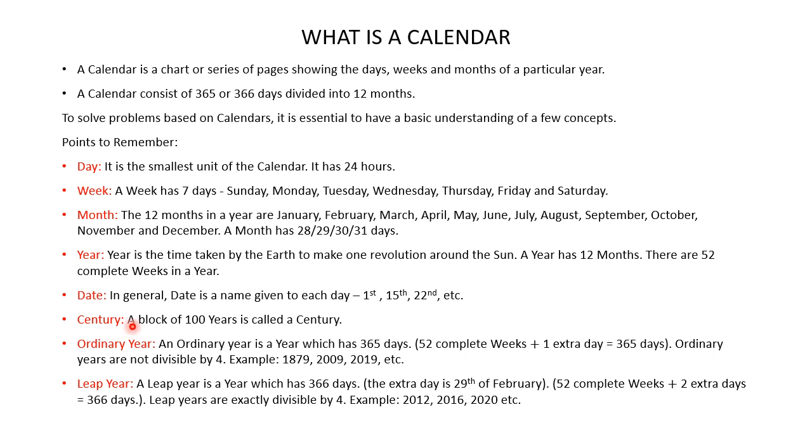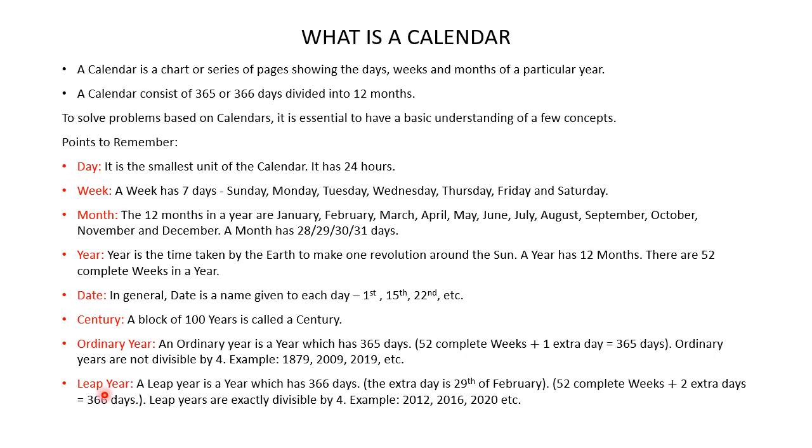Century. A block of 100 years is called a century. Ordinary year. An ordinary year is a year which has 365 days. An ordinary year has 52 complete weeks plus one extra day which makes it 365 days. Ordinary years are not divisible by 4. For example, 1879, 2009, 2019, etc. are all ordinary years because they are not divisible by 4.